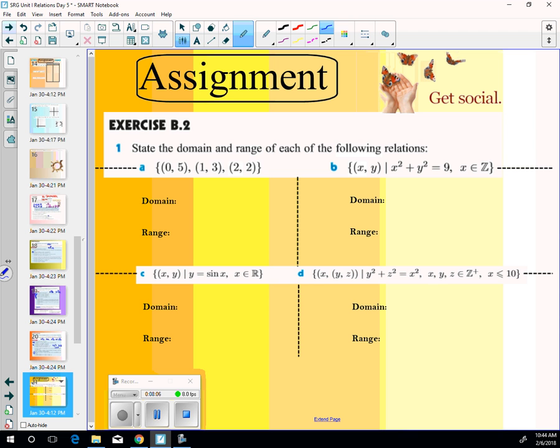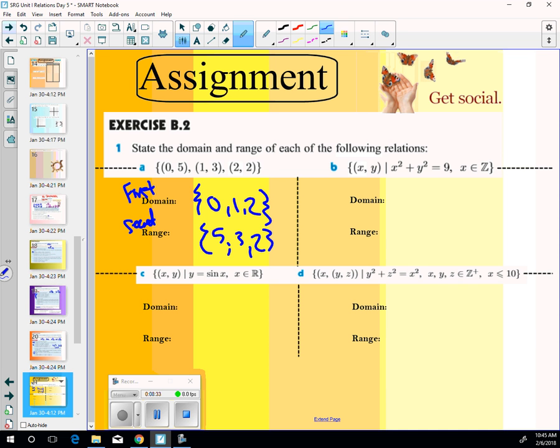The domain are the x or the first ones, and range are the second. Nothing new there. So you're going to be able to answer these. Let's do this one here. What's the set of domains here for number 1A? What will that be? Real quick. 0, 1, and 2. Okay. The range will be 5, 3, and 2, easy. Okay.